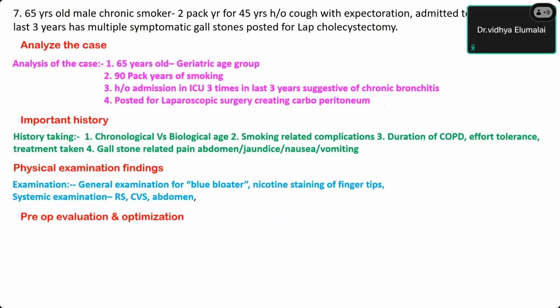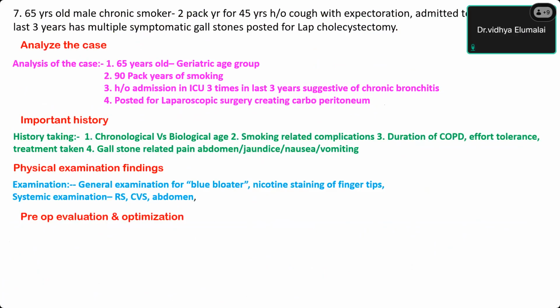So cessation of smoking can be advised. Cessation of smoking, first and foremost, very good. Then to control exacerbation and to continue the medications to improve effort tolerance. What medication? Optimization means you must be very specific about what medications you will give. Sir, bronchodilators, inhalational steroids, antibiotics.